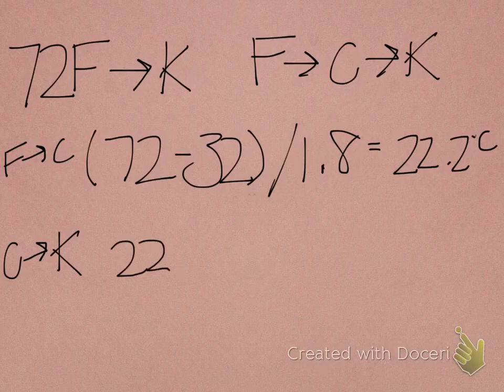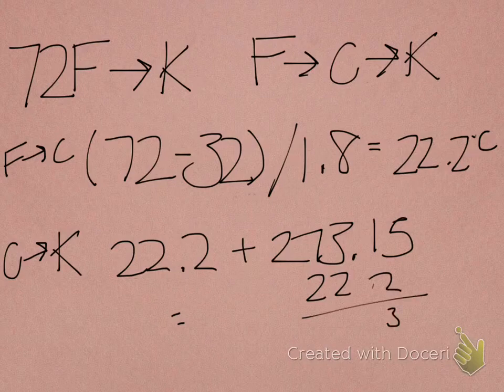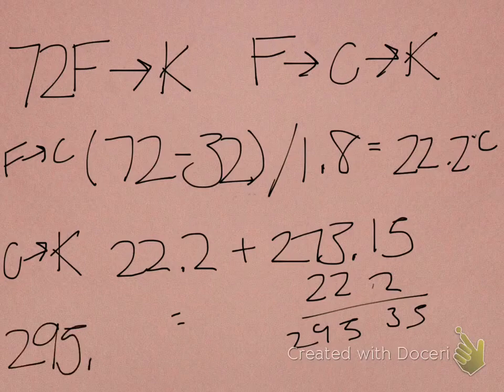And now we're going to go C to K. So 22.2 plus 273.15 equals 295.35. Our unit is Kelvin.